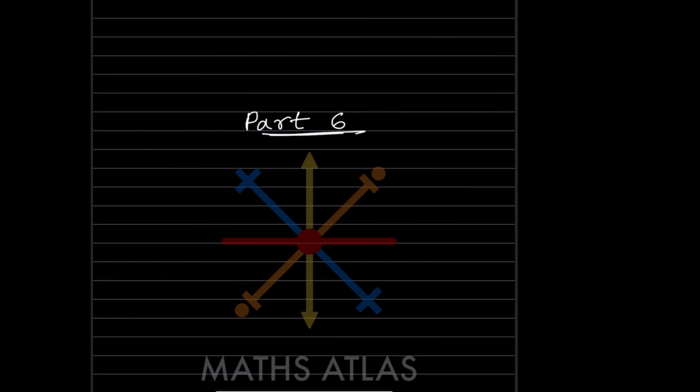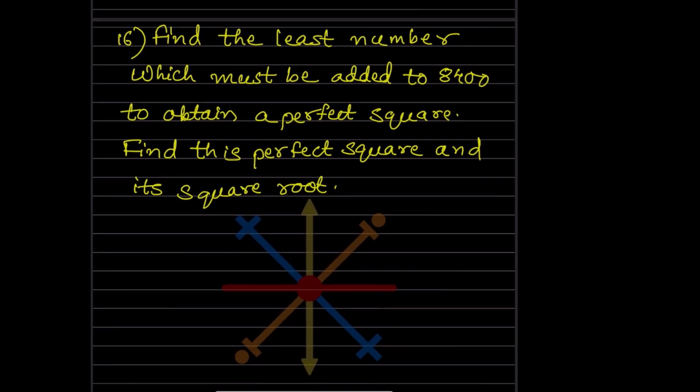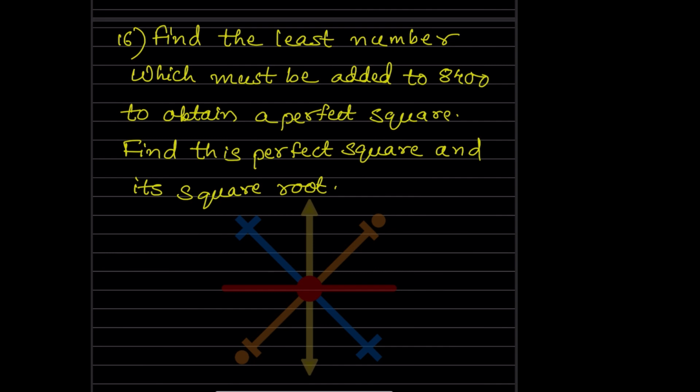So today let us do part 6 of the same topic, that is square and square root. From the previous exercise there were 3 questions left. So let us go with question number 16. Here they said find the least number which must be added to 8400 to obtain a perfect square, and find this perfect square and its square root.